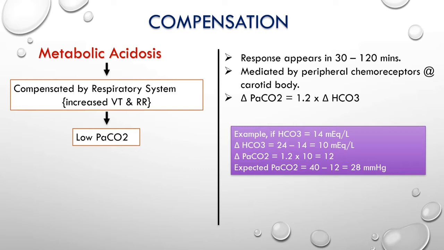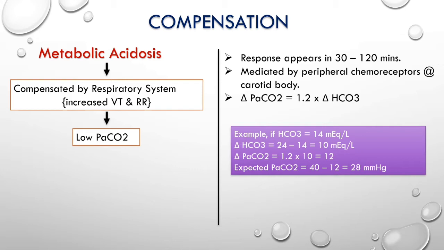It does this by increasing the tidal volume and the rate of respiration. This is clinically known as Kussmaul's breathing, where there is deep breathing as well as fast breathing, driving the carbon dioxide out and subsequently lowering the PaCO2 levels. Now, how much will the PaCO2 be lowered? You can find this out by multiplying the change in bicarbonate by 1.2.